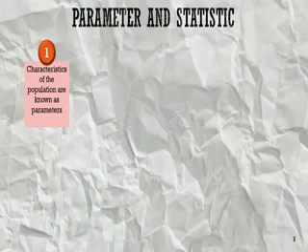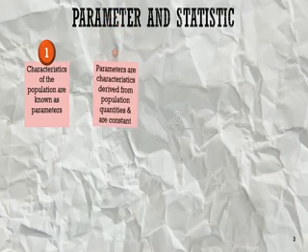But since we are not studying the entire population at one go, we are not quite sure about these values like population mean, population variance, maximum value in the population, etc. Such values, which are characteristics of the population, are called parameters. The parameters are characteristics derived from population quantities and they are constant.